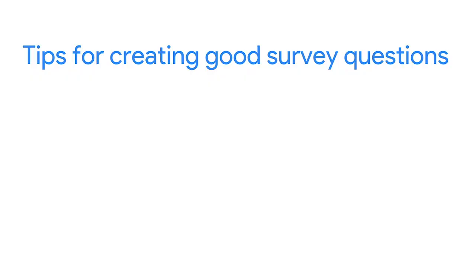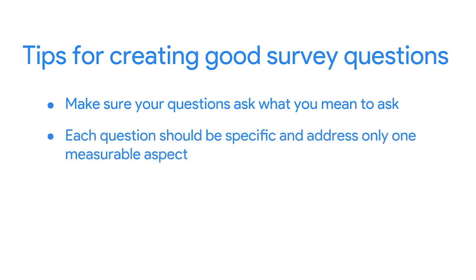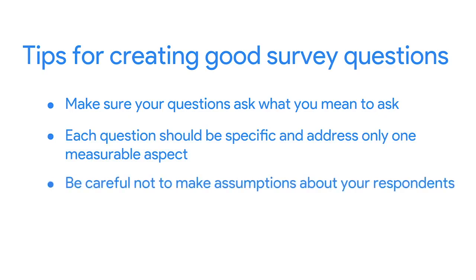First and foremost, make sure your questions are asking what you mean to ask. Each question should be specific and address only one measurable aspect. Be careful not to make assumptions about your respondents. For example, don't assume that everyone taking your survey knows or enjoys the same things or has similar life experiences.